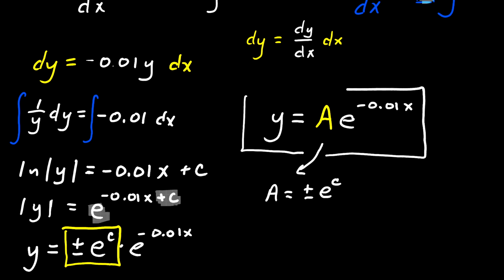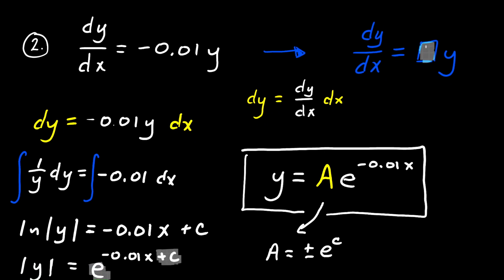Many people will just look at the question initially, dy/dx equals negative 0.01y, and know immediately what the answer is because there are lots of connections and they are not a coincidence. It will happen each time. So this negative 0.01 is what we'll call our k value, and it will be of the form e to the kx.